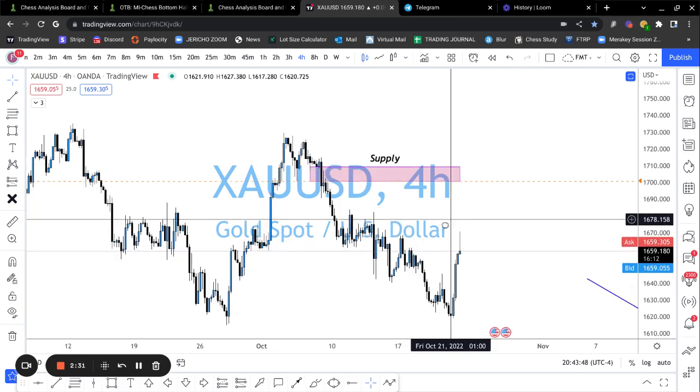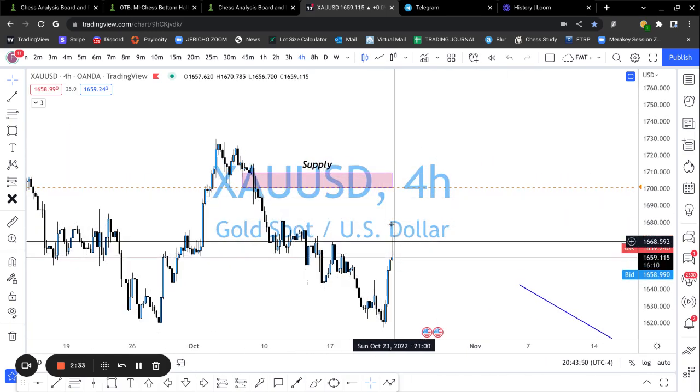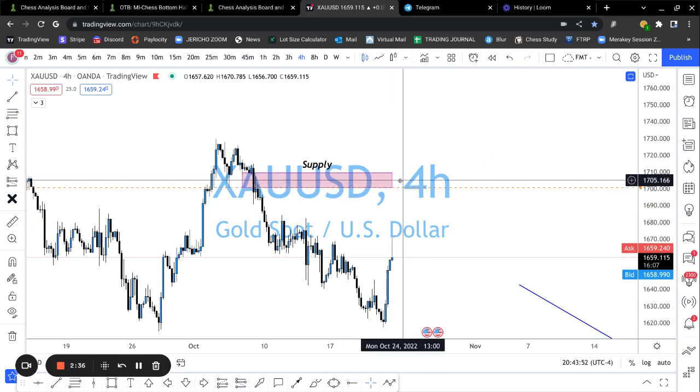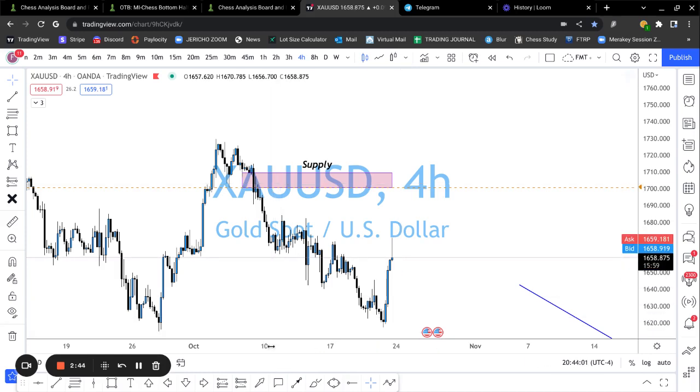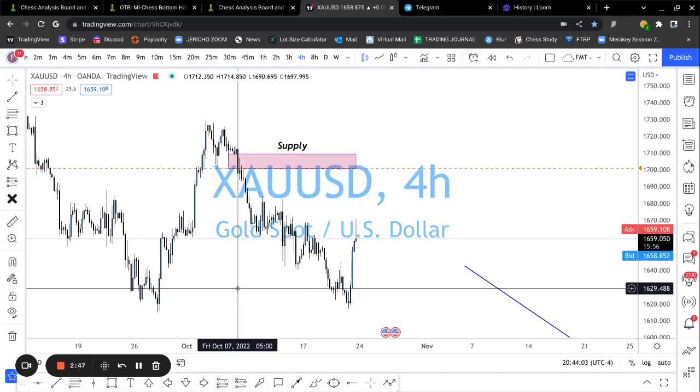All right, so ideally what I want to see is price touch this zone here, and then I want to zoom down to a smaller time frame to get a better entry, or look for extra confirmations to get into the trade. Now my bias on this is short, at least for the short term.